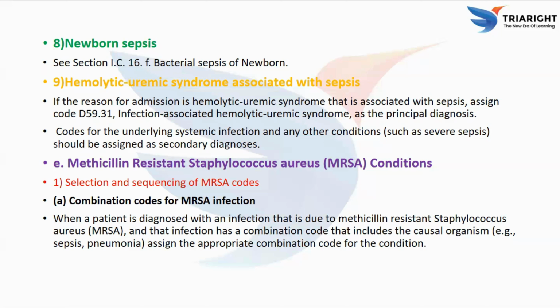So there is an example: if a patient has MRSA sepsis, what is the correct code? A41.02, sepsis due to MRSA. But you should not also code B95.62. And another example, the patient has MRSA pneumonia. Then you have to code J15.212, pneumonia due to MRSA. So this is how you give a combination code, as well as when a combination code does not exist.